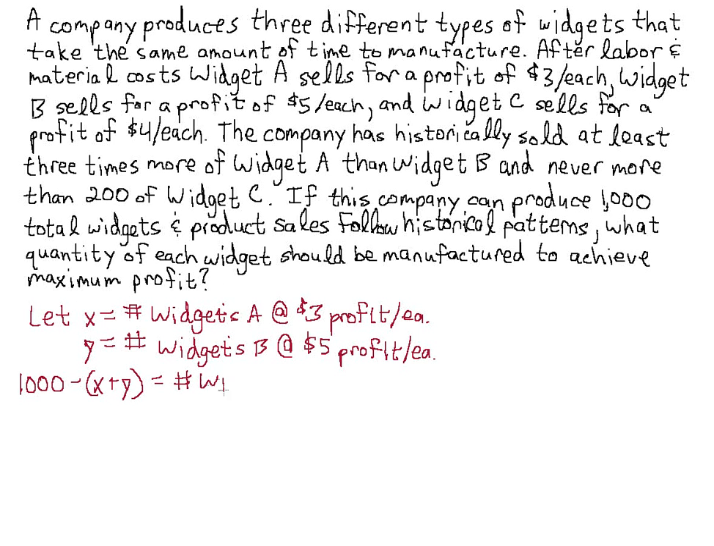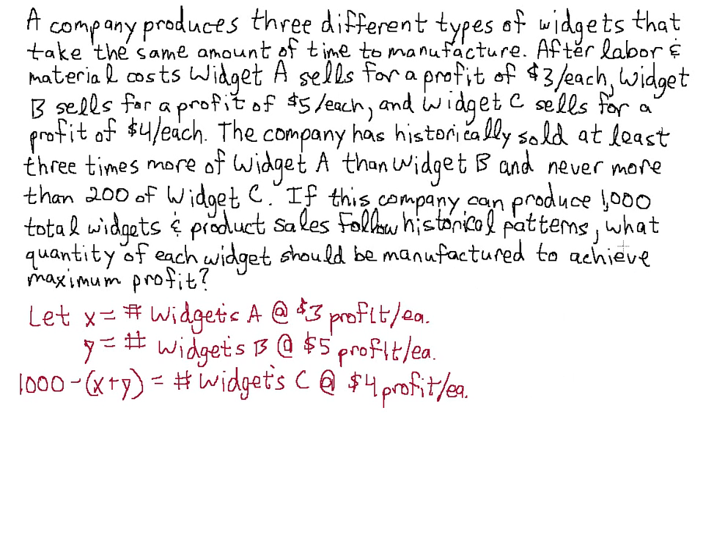So it kind of makes sense. We just have to use a little intuition. So we have 1,000 minus (X plus Y), and this is going to equal the number of widgets C produced. And this is at a $4 profit. So we're making a $4 profit off of each widget C produced. Okay, so we need to define one more variable.